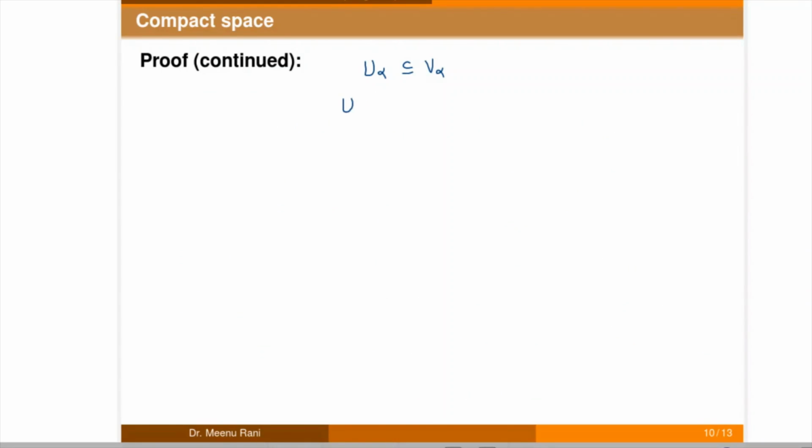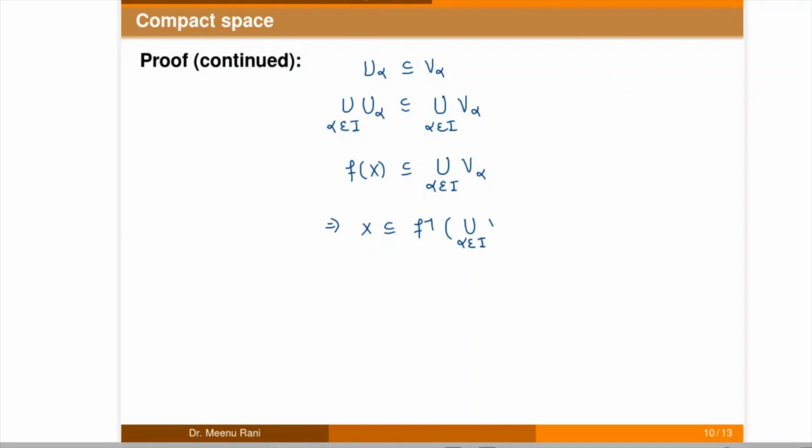So if we take union on both sides, then the union of u alpha is contained in the union of v alphas, and u alpha is a collection of open sets in f of x which covers f of x. So f of x is contained in the union of v alphas. So it can be written as x is contained in f inverse of the union of v alphas. So it is further written as the union of f inverse of v alphas.